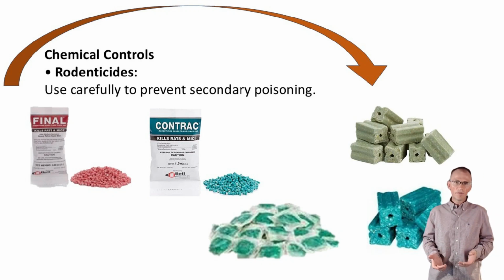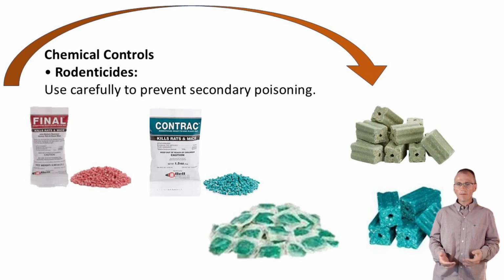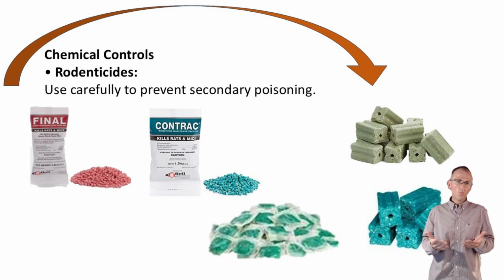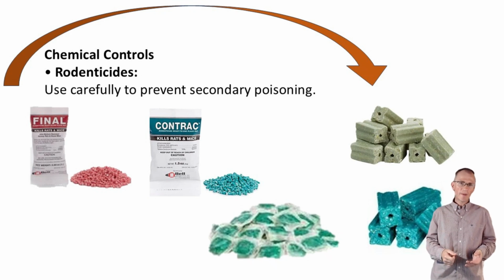Chemical controls, rodenticides. Use carefully to prevent secondary poisoning. One thing you definitely want to make sure is that you put these in approved containers. Don't just throw these out in crawl spaces, attics, or put them behind refrigerators and stoves, because there can be a big issue with secondary poisonings. So just be really careful with where you put these. Make sure they're in approved containers, and always follow the rodenticide label.